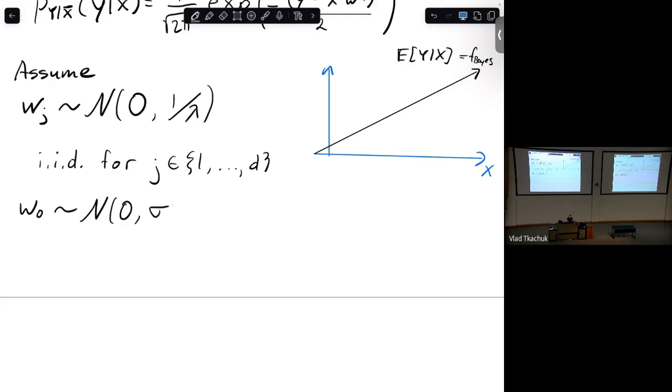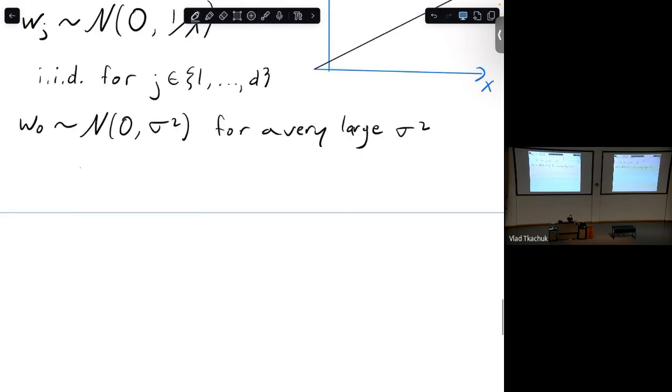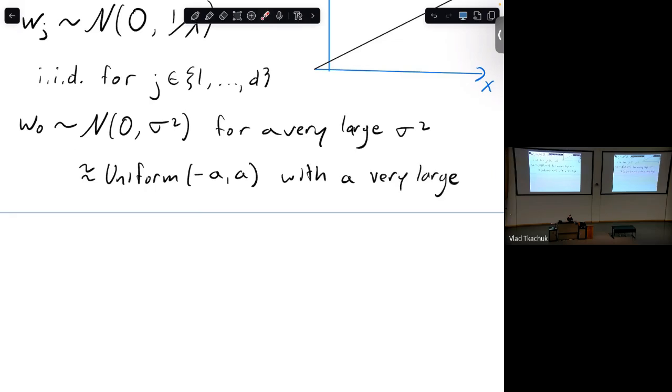So we're going to say it has some variance sigma squared for a very large sigma squared. The idea is that when you have a very large sigma squared, that becomes approximately uniform on the interval minus a to a, with a very large. In other words, we just have no kind of bias towards any value of mu naught.